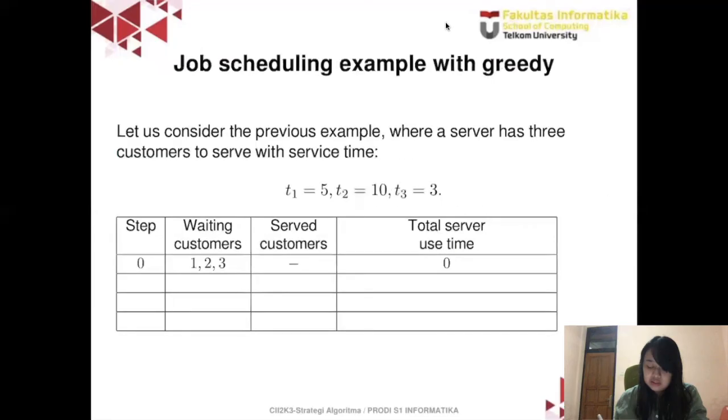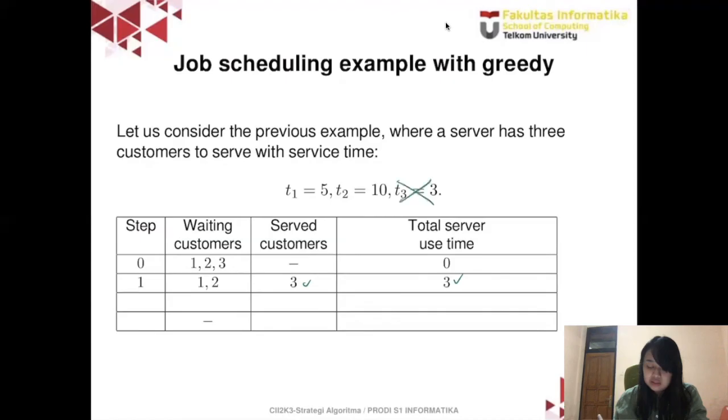So back to the previous example, how can we do it with greedy? At first we have 3 customers. We haven't served any customer yet, so the total server use time is still 0. The first time, back to the selection function, we always choose the customer with the least service time. So between 5, 10, and 3, of course 3 is the lowest one. So we choose customer 3 first. We serve customer 3 first. It doesn't have any waiting time. So the total server use time is only 3.